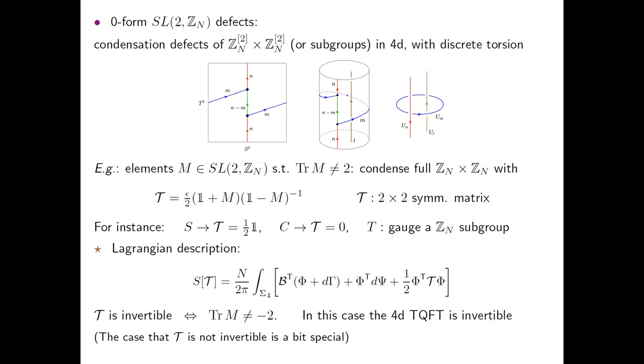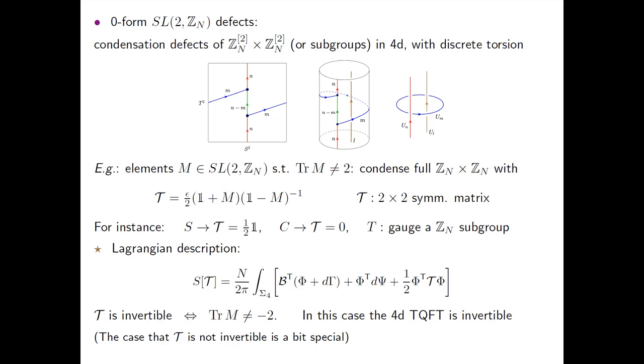And then you can also try to study the fusion of these defects using this language of higher gauging, and you reproduce the fusion, the group law of SL(2,Z). Now, just to give you an example, if you take some elements of SL(2,Z_N) with this property that the trace of M is not 2, then they come from condensing the full two-form symmetry with a particular discrete torsion. I can represent this torsion by a 2x2 symmetric matrix. If I think of this as a two-component vector, then this torsion is quadratic, and so it's given by a 2x2 symmetric matrix, and the matrix is in here. For instance, for S, you use this particular torsion. For C, the torsion is zero, while for the generator T, it's not in this class because the trace of M is 2, so you have to gauge a subgroup.